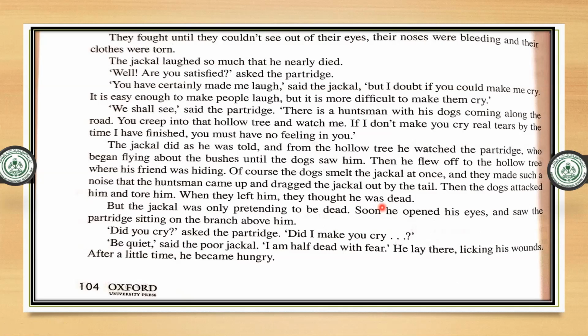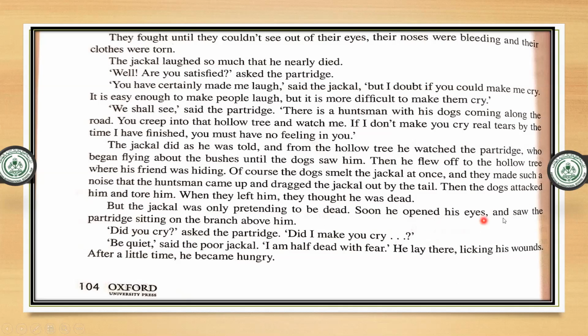Now, dear students, when the jackal told him to make him cry, the partridge set a plan in his mind. The jackal hid in the hollow tree and watched the partridge, who began flying about the bushes until the dog saw him. Then he flew off to the hollow tree where his friend was hiding. Who was hiding? The jackal. Of course, the dogs smelled the jackal at once, and they made such a noise that the huntsman came up and dragged the jackal out by the tail, and the dogs attacked him and tore him. When they left him, they thought he was dead, but the jackal was only pretending to be dead.